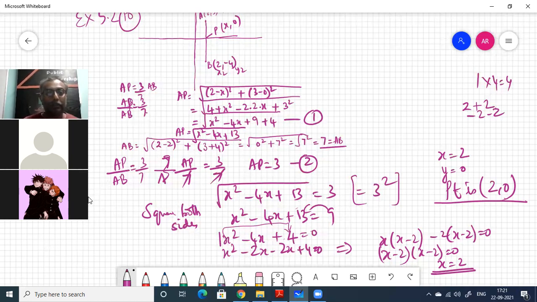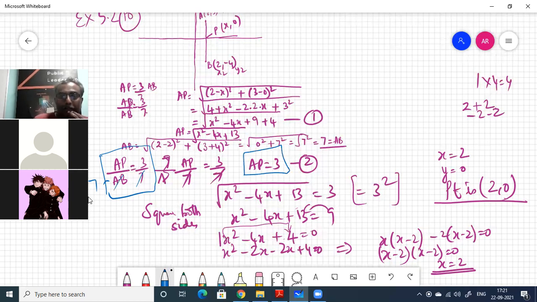Now you took this equation that is already there. The book gave this equation, AP by AB is equal to 3 by 7. Inside that you substituted the value of AB. AB was 7, correct? So both got cancelled out. AP is equal to 3 you got. So this is 1, this is 2, and you have to now make both equal. The root of x squared minus 4x plus 13 is equal to 3. Square both sides, get the equation. Factorize the equation, x equal to 2 is the answer.